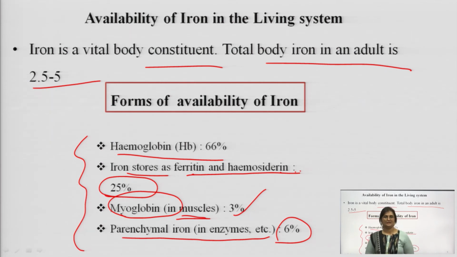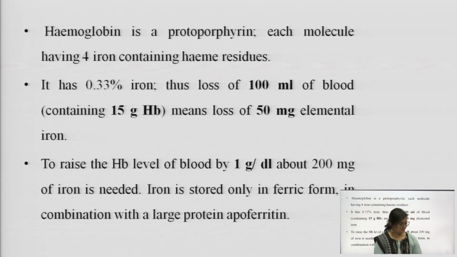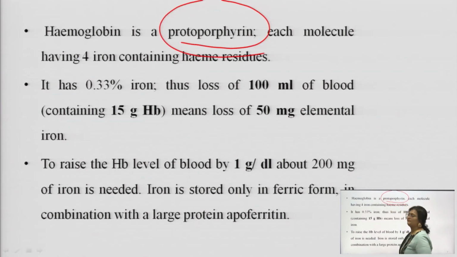So, now students, till this slide, we have been discussing what hematinics are, why hematinics should be given, what the conditions of anemia are, and why anemia is caused. We discussed the types of conditions which lead to anemia. Then we have seen how iron is available in our living system. Next, we will learn about a very important component of blood, which is hemoglobin. What is this hemoglobin? Hemoglobin is a protoporphyrin.